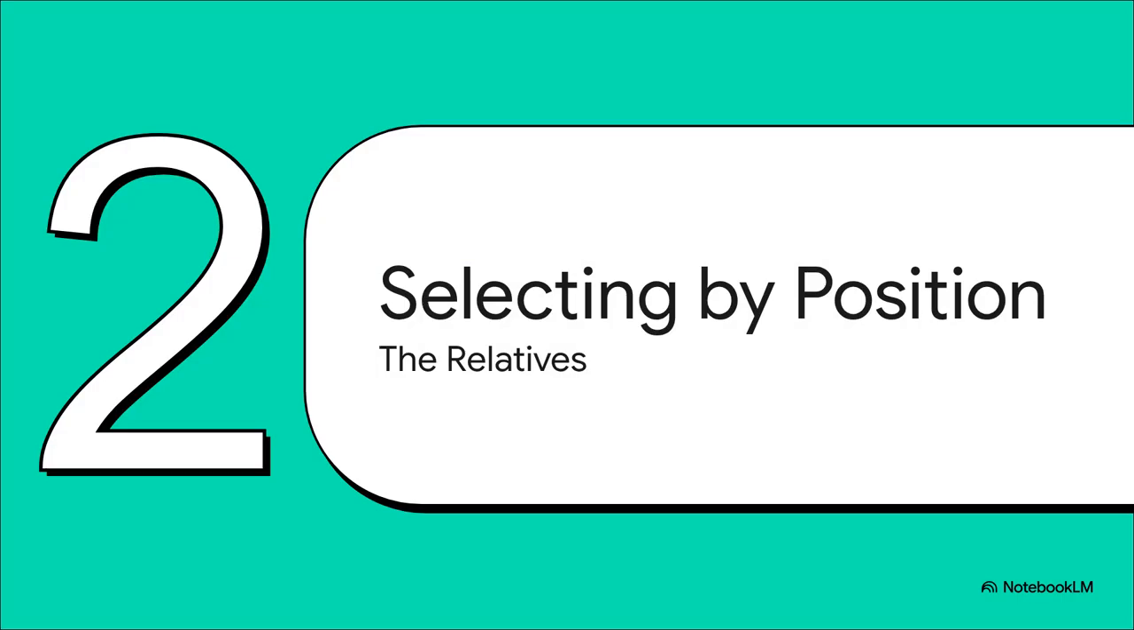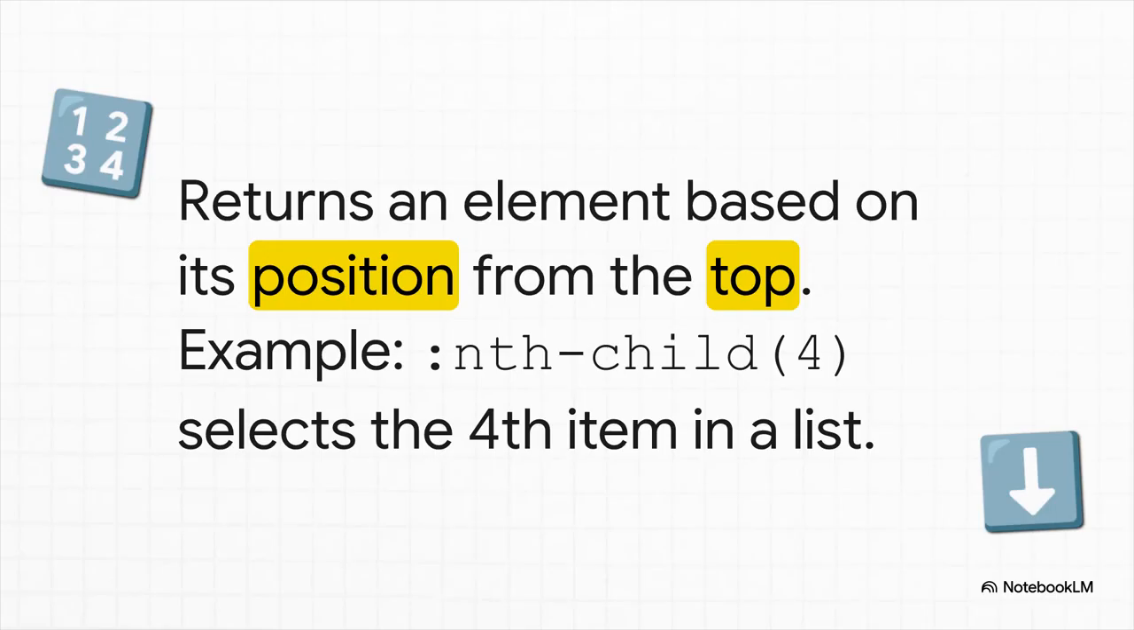Okay, so selecting the first and last is super useful. But what about everything in between? This is where it gets really, really powerful. How do you grab, say, the 4th item in that list when it has no stable ID? For that, we use :nth-child(n). Now, the n here is just a placeholder for whatever number you want. If you need the 4th item, you just write :nth-child(4). It's that simple. It's a direct way to select an element by its position, counting from the top.